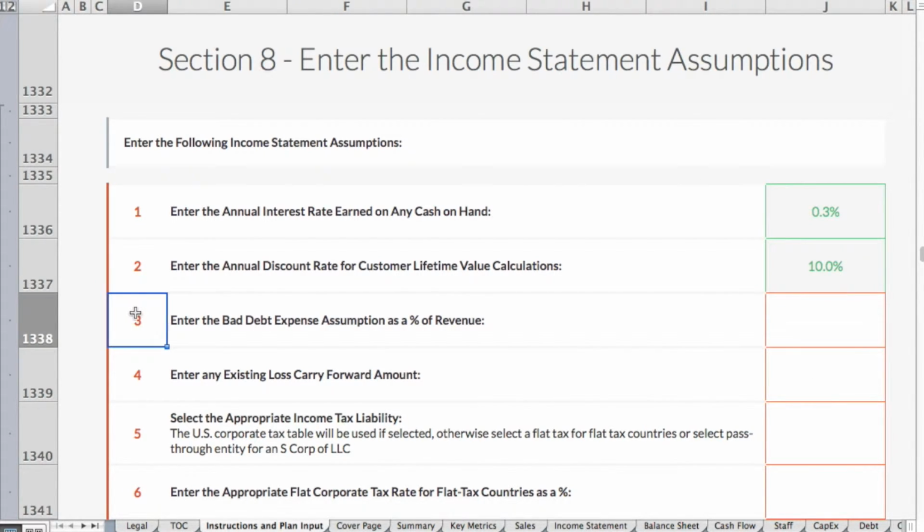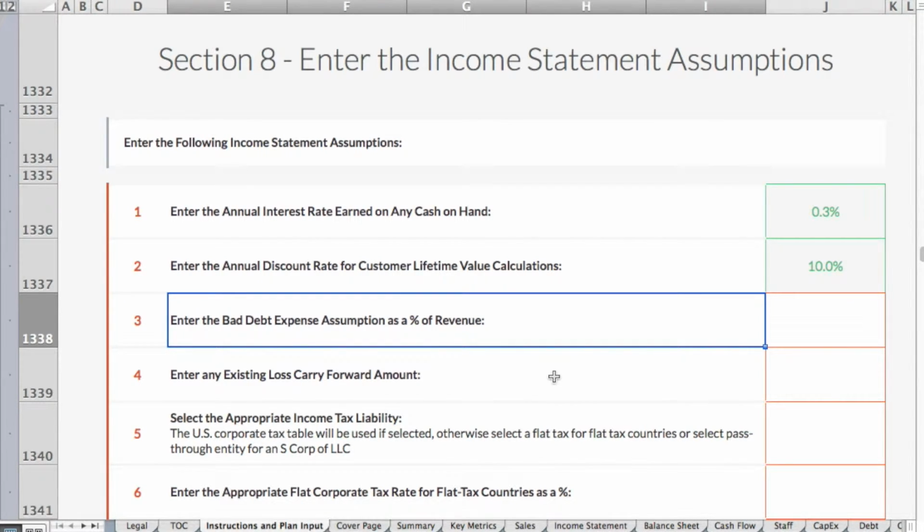And the next input is to enter the bad debt expense assumption as a percent of revenue. This is highly sensitive to what type of industry and business model that you're in. If you're billing customers on their credit card prior to shipping or prior to delivering any service to them, then you'll have virtually no bad debt expense. But if you're taking risk on shipping goods and invoicing the client or customer and then waiting for them to pay, you will have some bad debt expense. Many businesses that are typical product or manufacturing businesses might have 1 to 2% of bad debt expense.